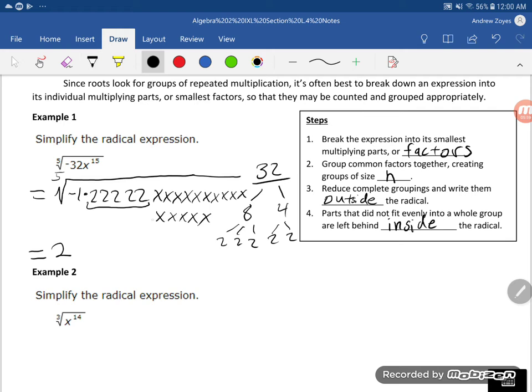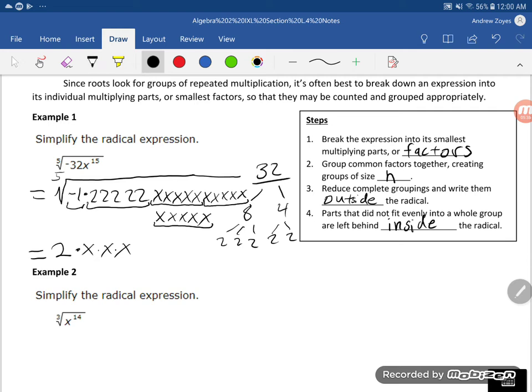Now my x's, okay, again, groups of 5, so 1, 2, 3, 4, 5, that's a group of 5. Make another group, 1, 2, 3, 4, 5, that's a second group, and 1, 2, 3, 4, 5, I have a third group. So outside of here, I should be writing 3 x's because I had 3 groups. Okay? And now you may be wondering what happens to this negative 1.